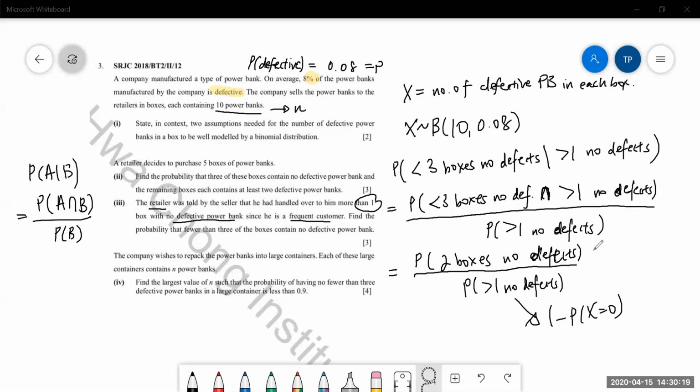Then the first one, how to calculate? Probability of two boxes, no defects means what? Just now we found P of X equals two, right? Two boxes, no defects means the rest got defects. Wait, at least two boxes? It's not at least, it's exactly two boxes. Yes, correct. I see, I was reading part two.